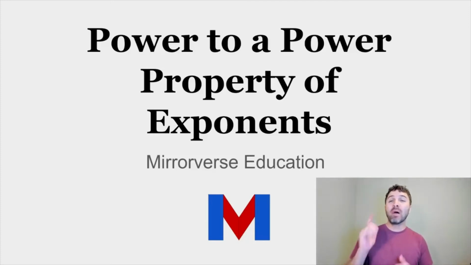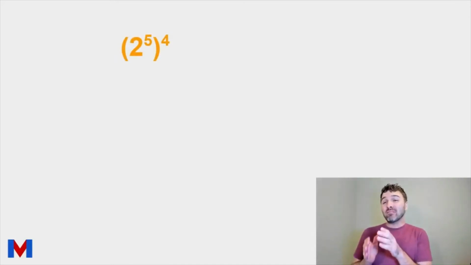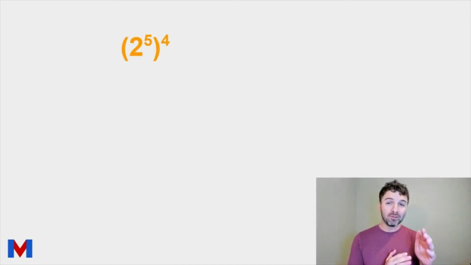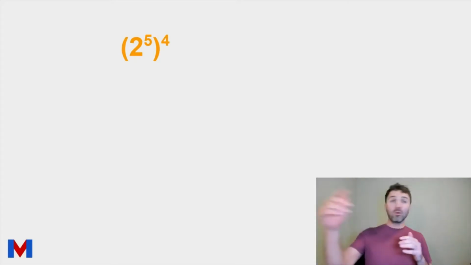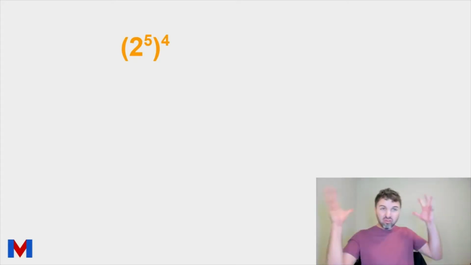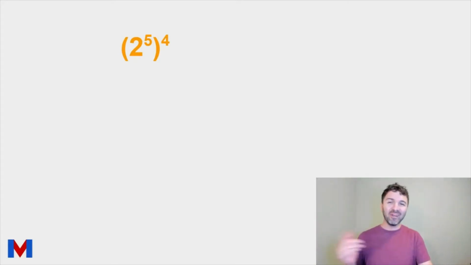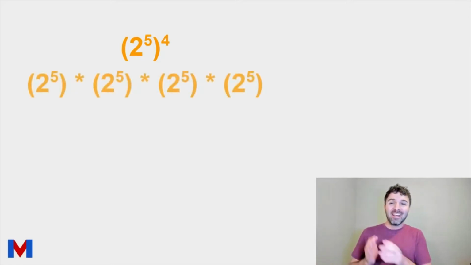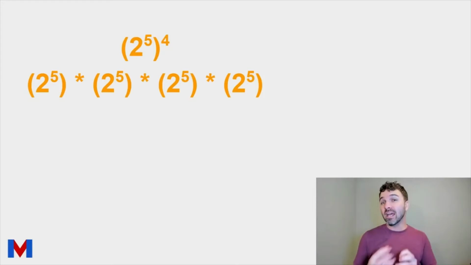Today, we're going to look at the power to a power property of exponents. That's a lot to say. Anyways, let's get going. First off, we have 2 to the 5th power to the 4th power. The power to a power. All this is saying is that you have 2 to the 5th 4 times. There's 4 of them, and they're being multiplied together.